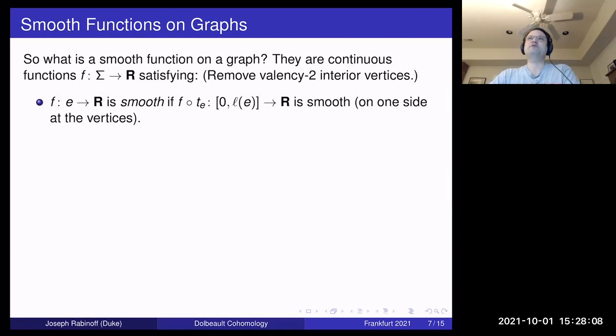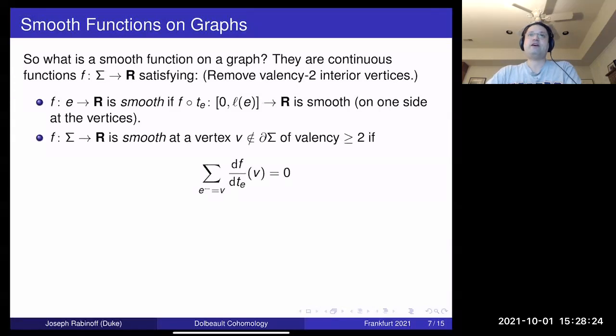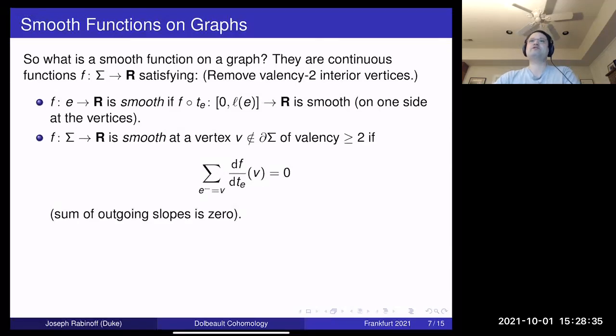Now, this is the reason I removed the valence 2 vertices, because otherwise you have to say that at a valence 2 vertex all the partial derivatives on both sides match up so that they glue together to make a smooth function. But again, that's kind of annoying to say. All right, so what does it mean to be smooth at a vertex of valence at least 3? It means the sum of the outgoing slopes at that vertex is equal to 0. The outgoing, just first derivatives.